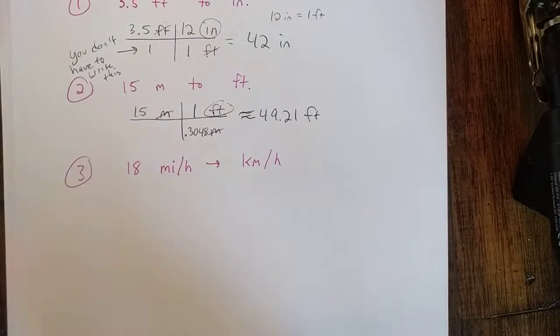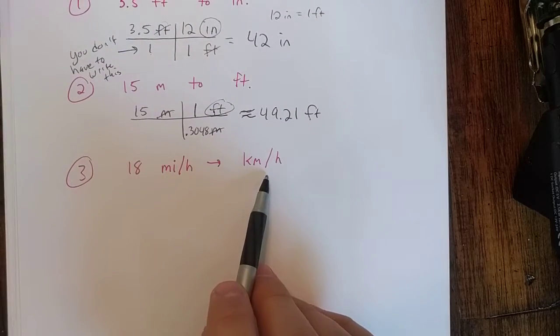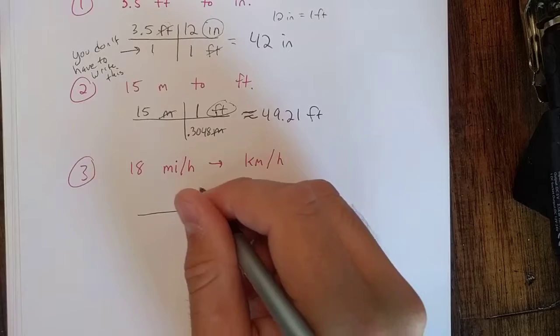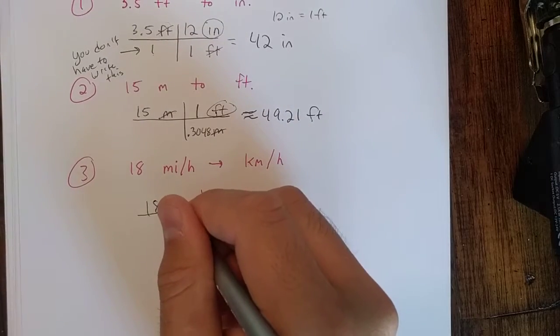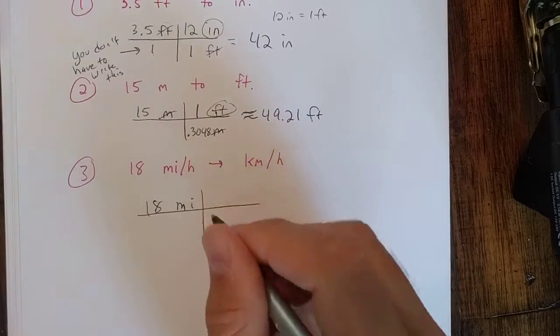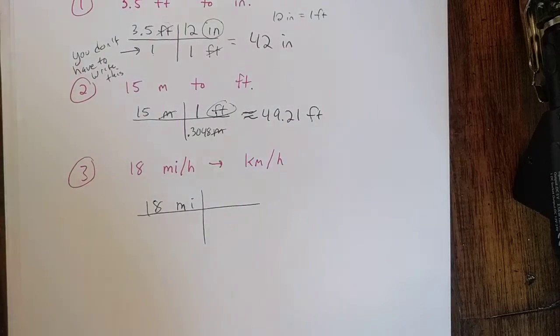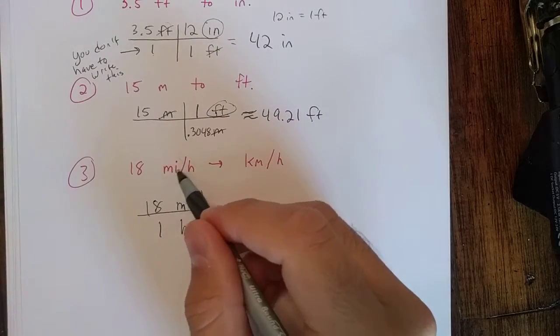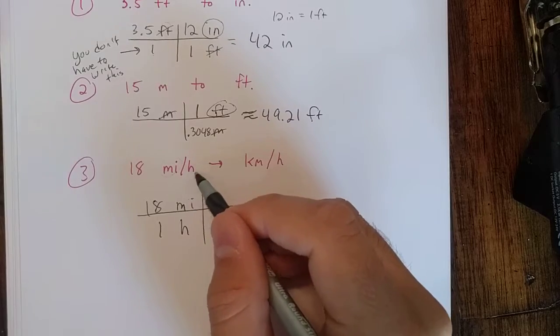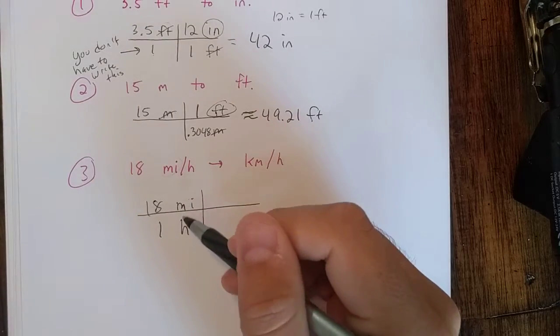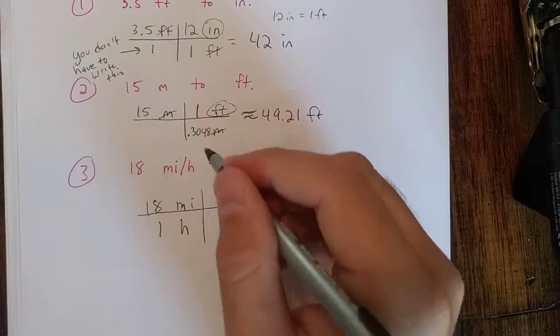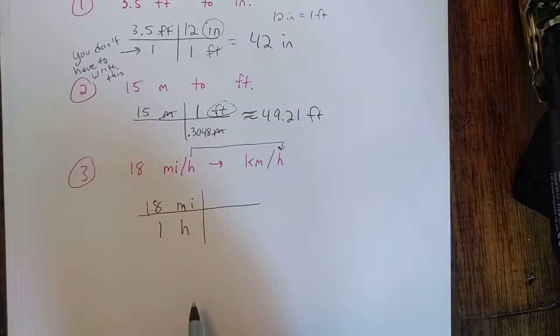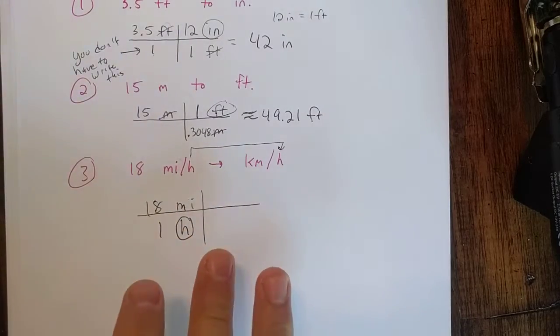Last example. 18 miles per hour to kilometers per hour. Same thing. 18 miles goes up top. Since this is a rate where there's two units being compared, you're going to write 1 on top, and 1 on bottom. How you know which one goes where? Miles right here is in the numerator. Hours is in the denominator. So they go in the appropriate spots. You'll notice that the hours do not change. I am not going to convert this. I'm going to circle it and say I'm good with keeping hours.